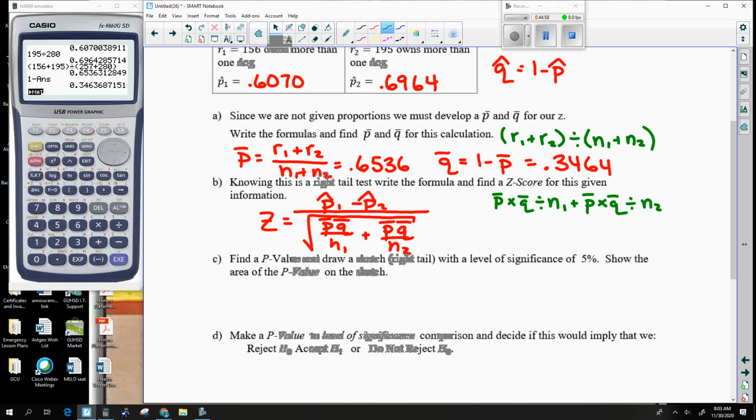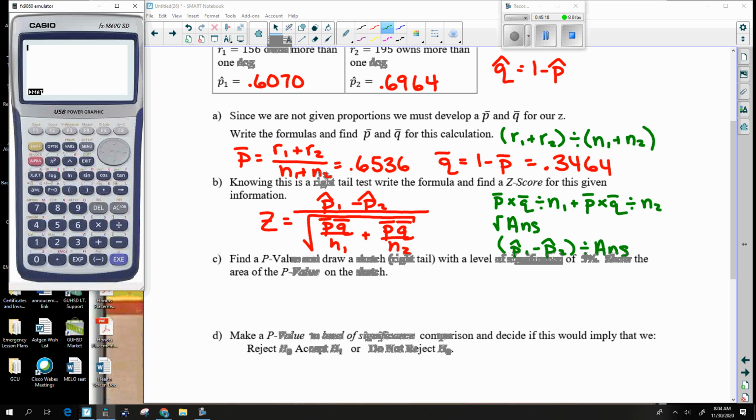I obviously have to square root that answer. So this is my denominator. So thusly, I have to take the numerator. I have to make sure it's in its own parentheses. So I have to take p hat 1 minus p hat 2 divided by that answer. It's just kind of a bunch of typing. That's all it is.